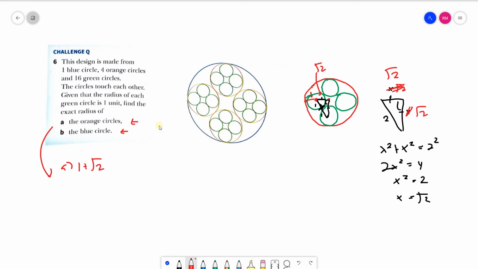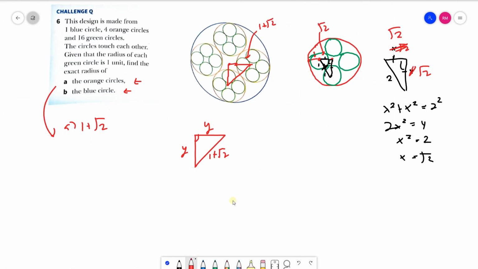Alright, now we know that the radius of the orange circle, from here to here, is 1 plus surd 2, correct? So let's draw a triangle from the center point of the blue circle to the center point of the orange circle and the center point of the next orange circle. We know this side is 1 plus surd 2, and these two sides are equal to each other, right? So we're going to find what y is right now. Okay, y square plus y square equals (1 plus surd 2) square.